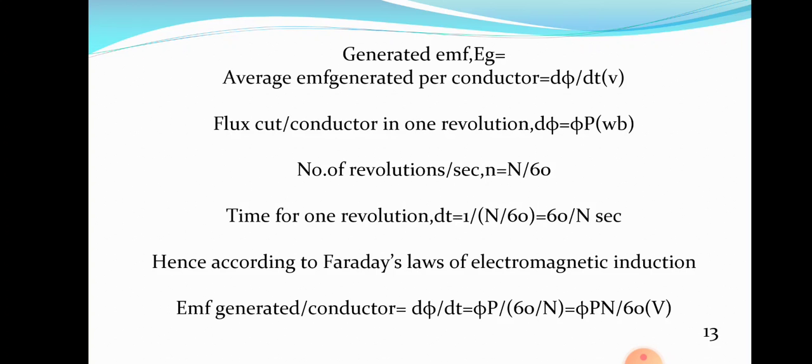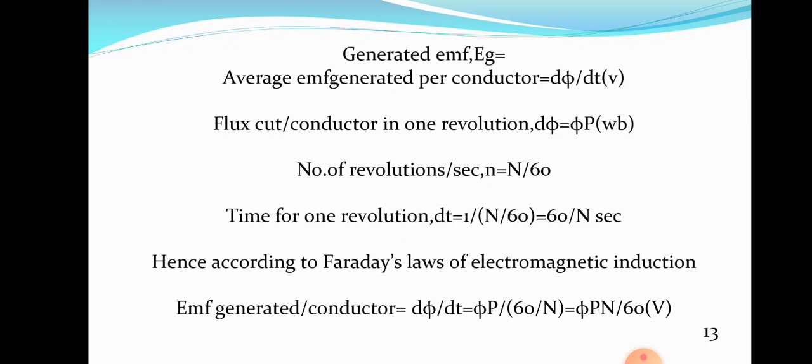How do we get phi P? Phi is the flux produced by one pole. There are P number of poles. So total flux cut by a conductor in one revolution is equal to phi P. Time taken for one revolution is equal to 60 by N. So we have to calculate the change in flux divided by change in time. That means d phi by dt is equal to phi P divided by 60 by N, which is equal to phi P N by 60 volt. This is the EMF generated per conductor.